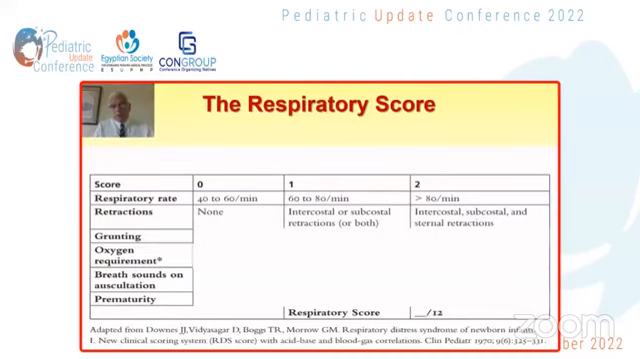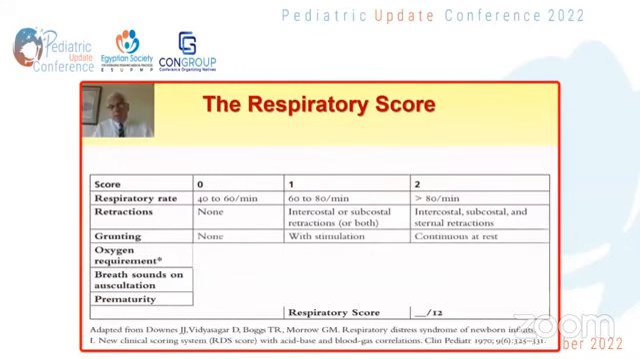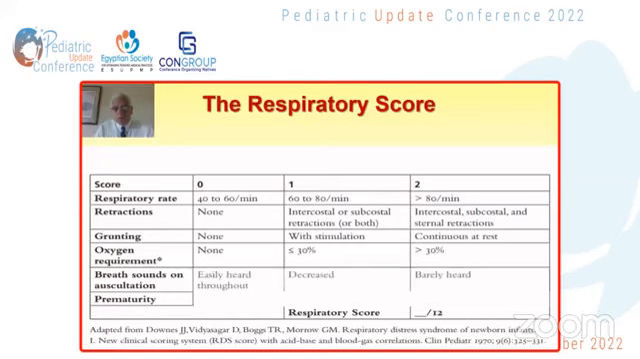When you have no retraction, it is 0. Intercostal or subcostal retractions is 1, and when you add sternal retraction, it is 2. Grunting with stimulation is 1, and continuous grunting at rest is 2. The oxygen requirement of less or more than 30% gives you 1 or 2 points. When the breath sounds are decreased or absent or barely heard, you get a 1 or a 2.